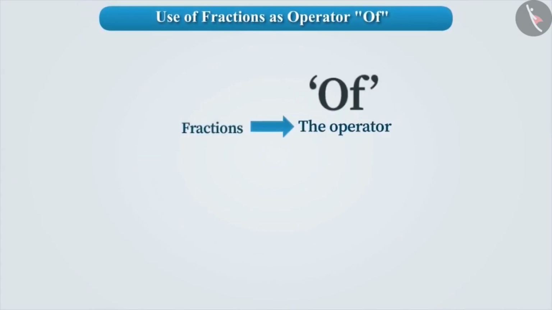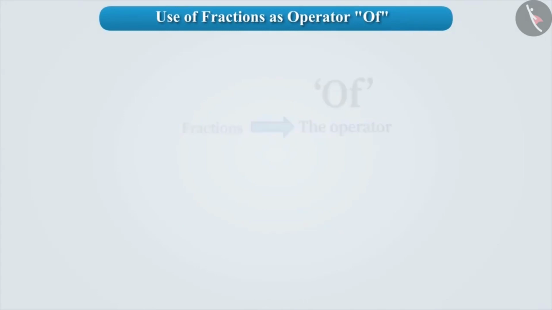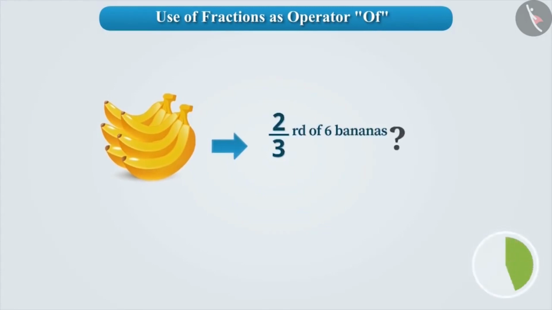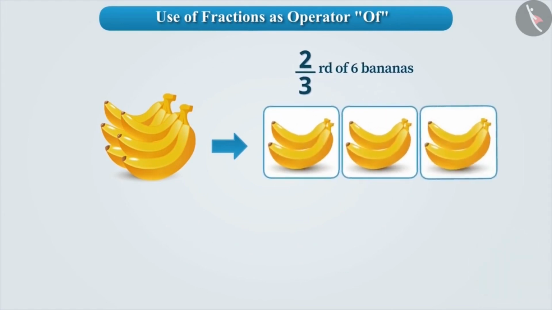Fractions are also used in the form of the operator of. Let us understand this. There are 6 bananas here. Can you guess what will be 2/3 part of these 6 bananas? Think a bit. Okay, let me tell you. Here, we first have to divide 6 bananas into 3 groups and take out 2 of these 3 groups. Hence, we can say that 2/3 part of 6 bananas is 4 bananas.